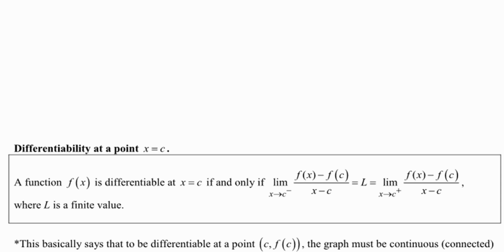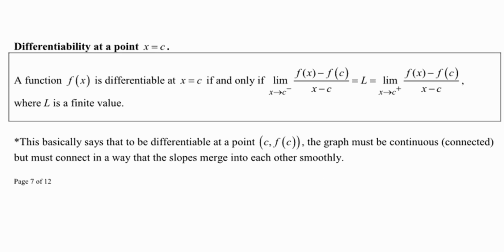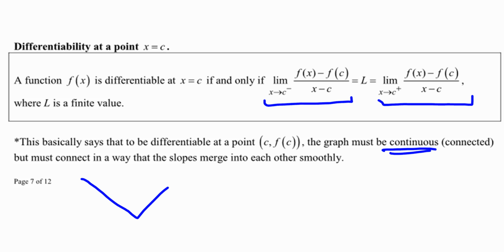Now we have that idea of differentiability at a point. We can only take a derivative at a point if the slope from the left and the slope from the right equal some specific finite value. So the graph must be continuous. The slopes have to merge into each other smoothly. So if we have something like this, where this slope could be -1 and this slope could be 1, this would not be differentiable at that point because they don't go into each other smoothly.